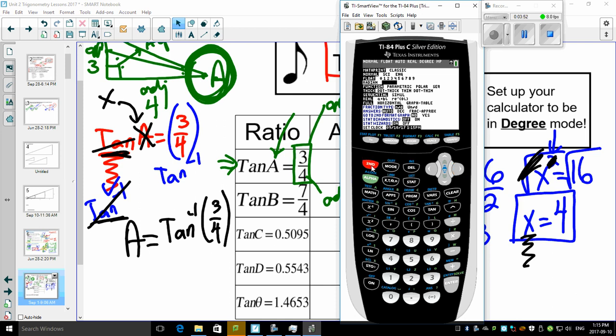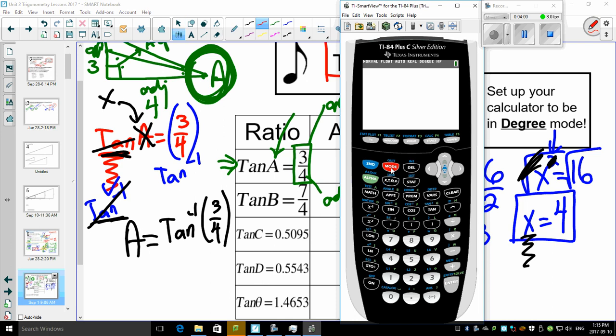Real simple. Hit second and the mode button again, because right above it gives you quit. Now, how do you find tan to the minus 1? If you notice the tan button, right above it is tan to the minus 1. There you go. Now, how do you access tan to the minus 1? Well, it's in blue, so you use the second button to access it.